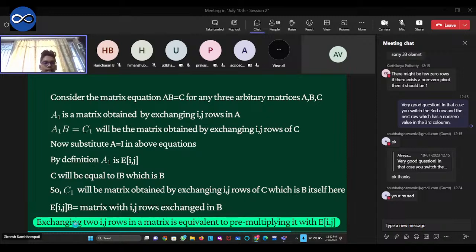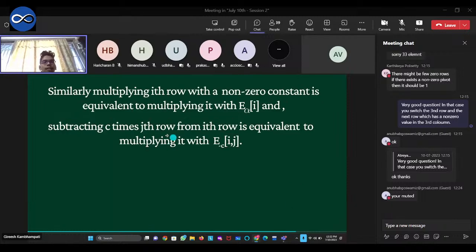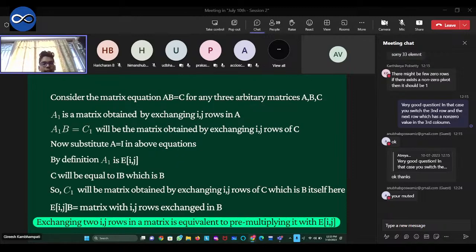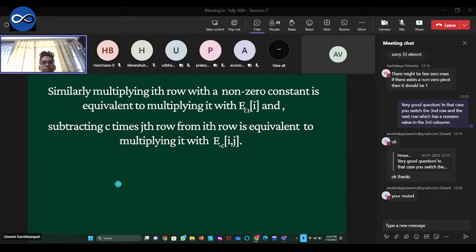So exchanging two rows in a given matrix B is equivalent to pre-multiplying it with the standard elementary matrix Eij. Similarly, multiplying the ith row with a non-zero constant is equivalent to pre-multiplying the given matrix. Pre-multiplying means the multiplication is done in front, like Eij into B, not B into Eij.